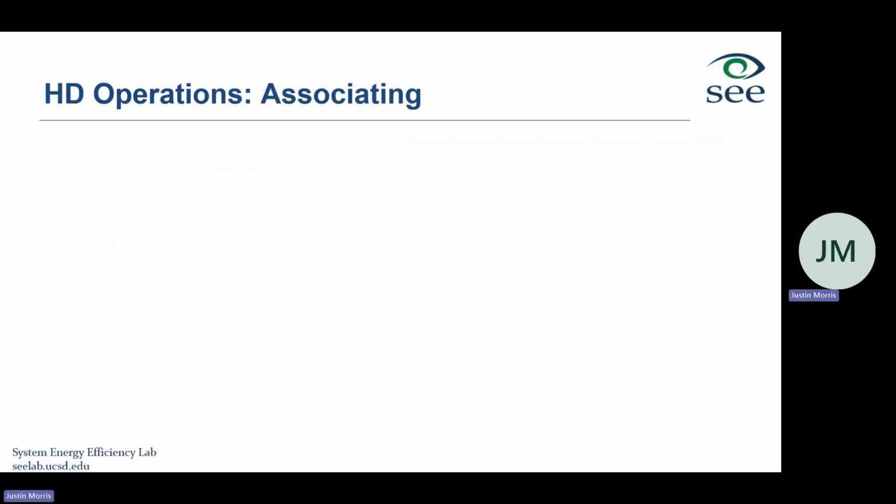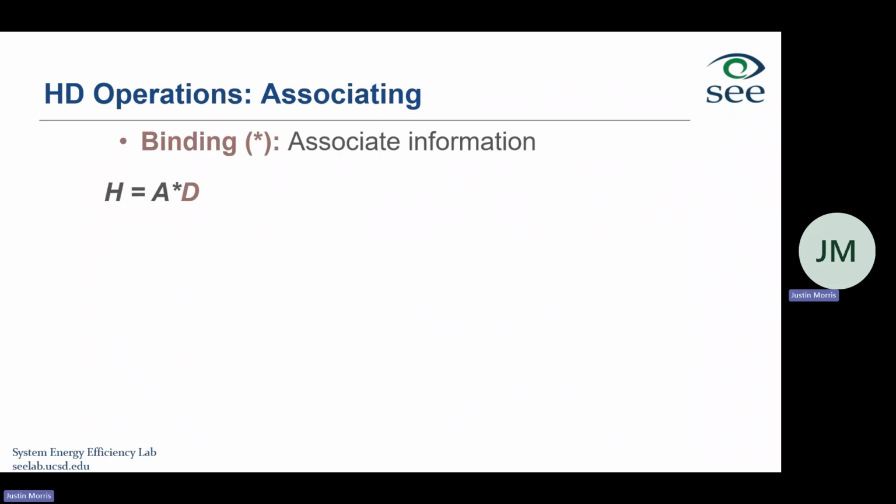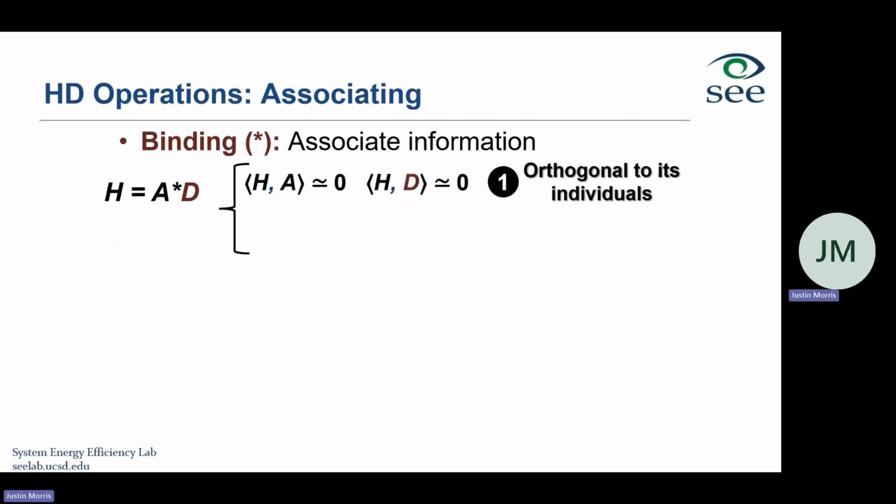The other operation that we're going to cover is binding. Binding is used to associate different information. One of the key properties of binding is that it's orthogonal to the originals. So if you bind A and D and call that H, then the similarity metric of H with A is going to be close to 0, and the similarity metric of H with D is close to 0.